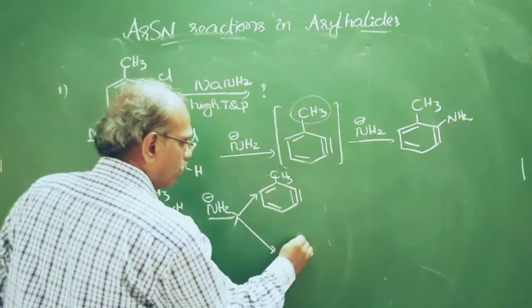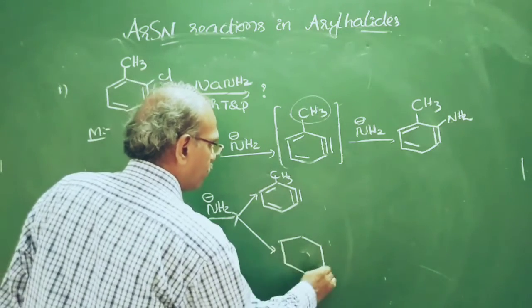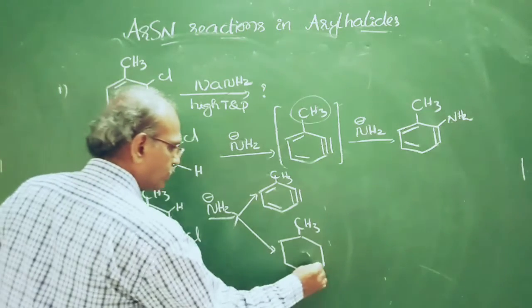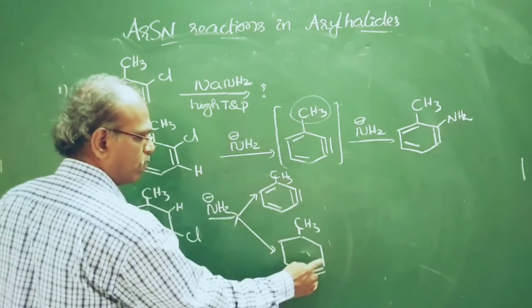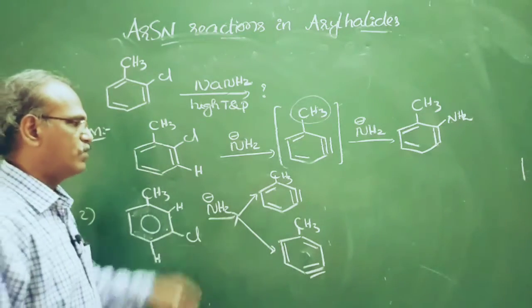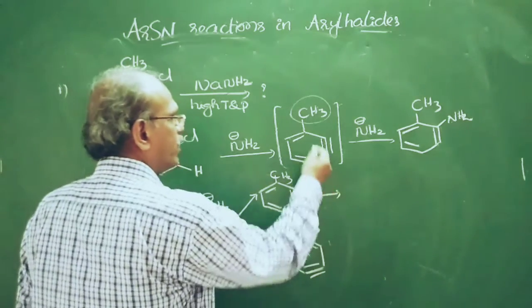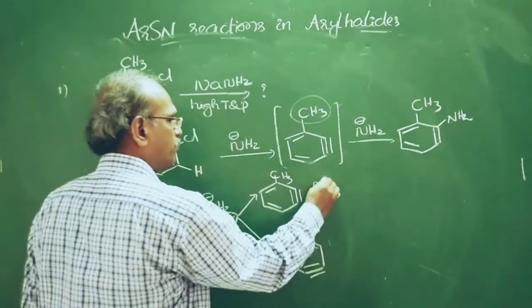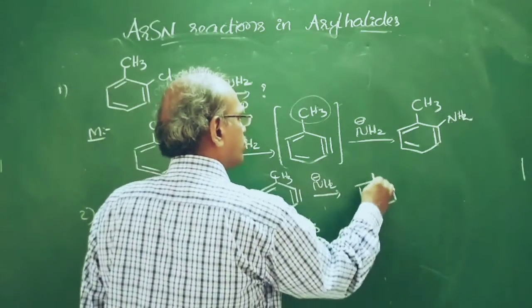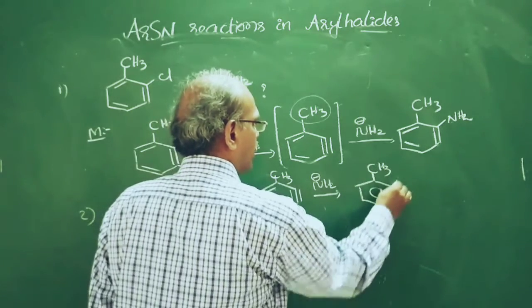Or a benzyne may be like this. Triple bond may be here. If it is triple bond, single bond, double bond, single bond, double bond. So two benzynes are possible. With this benzyne, similar explanation. The product is this one, the ortho product.